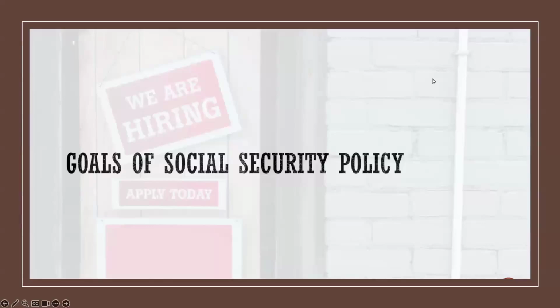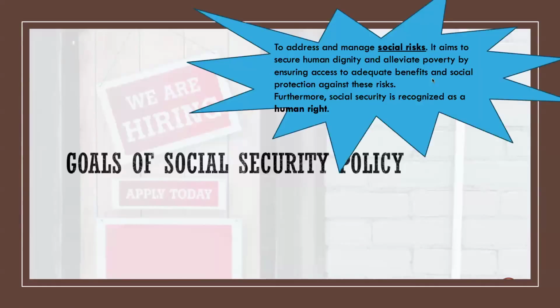So we turn now to discussing briefly the goals of social security policies. In the previous module, we considered that social policy aims to address and manage social risks. That's why I really wanted you to consider the word risk and keep it in mind. Social security policy also aims to secure human dignity and to alleviate poverty by ensuring access to adequate benefits and social protection against these risks.